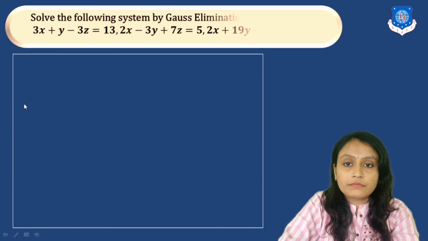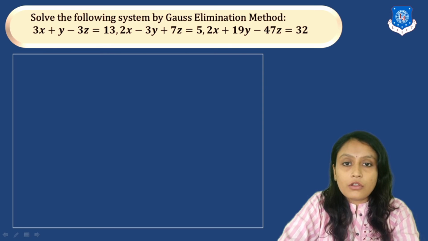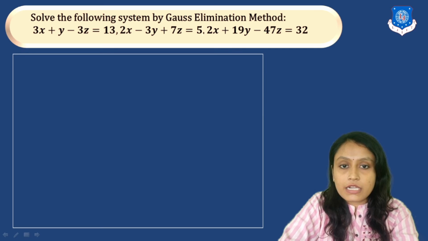Okay, next, solve the following system by Gauss elimination method. Equations are 3x + y - 3z = 13, 2x - 3y + 7z = 5, and 2x + 19y - 47z = 32. Okay, so let's begin with the solution.